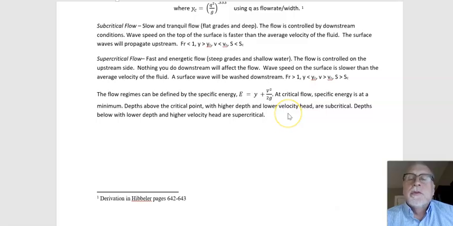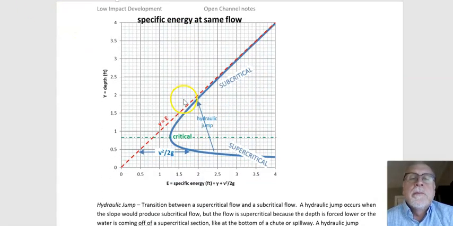There's another way to describe the flow regimes, which is by something called the specific energy. The specific energy is y, the depth, plus v squared over 2g, that's the velocity head. So it's the head relative to the bottom of the channel. That's the elevation plus the pressure head at that point plus the velocity head. Let me show you a plot here.